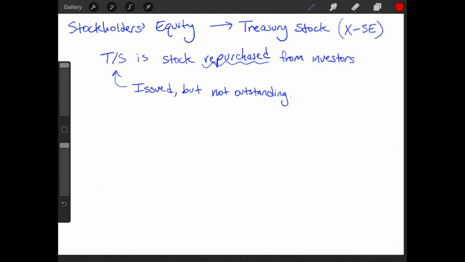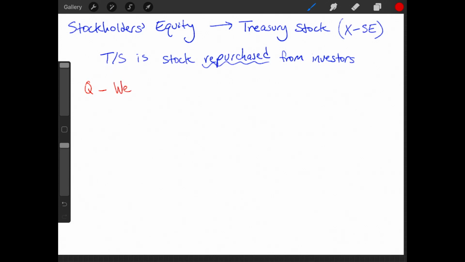And okay, so it's a contra equity account, but like, Kelsey, what does that really mean? So remember that a contra account is related to another account and it has an opposite balance. So in this case, equity accounts always have a credit balance. And so for a contra equity account, it's going to have a debit balance that increases with debits and decreases with credits. So let's go ahead and look at what a journal entry on repurchase actually looks like.